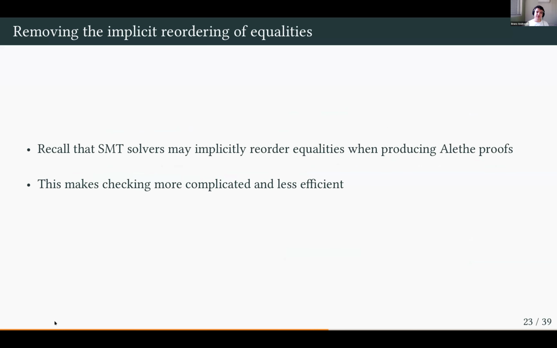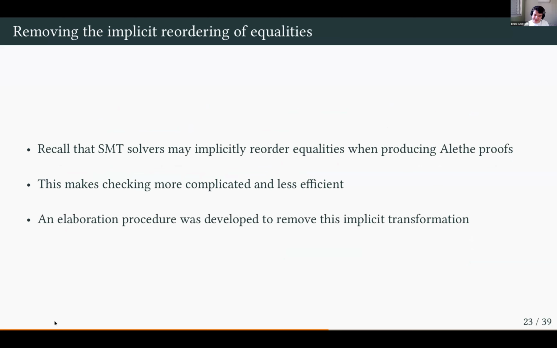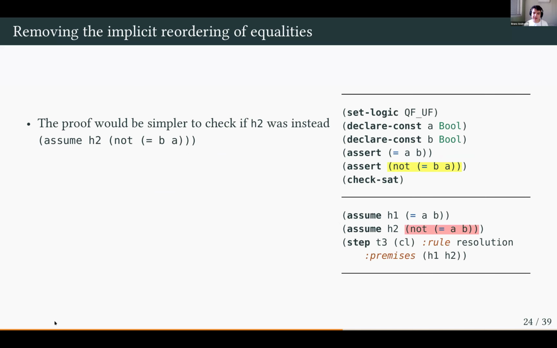So, okay, let's come back to the issue of the implicit reordering of equalities. Like I said, LF can allow solvers to implicitly reorder equalities when they are producing a proof. And that is very complicated and makes checking really annoying. So we implemented a procedure in Carcara to completely eliminate this implicit transformation. Let's go back to that example I gave of the assume step that had this implicit reordering. This would be much easier to check if the assume H2 was instead assume H2 B does not equal A, right? So it matched exactly the assertion in the original problem.